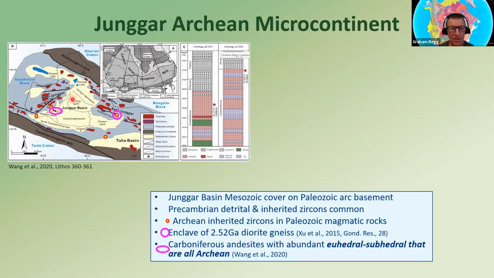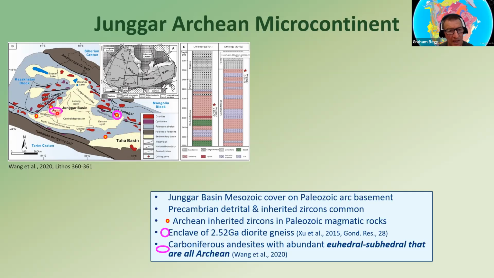And in fact, in the magnetics, you can see it's a continuation of the same Central Asian orogenic belt arcs that are present in the exposed areas. Interestingly, there are a number of areas where there's a significant amount of Archean material popping up. For instance, over here, there's an enclave of 2.5 Ga diorite gneiss coming up in a Paleozoic granitoid. So there must be Archean basement here.